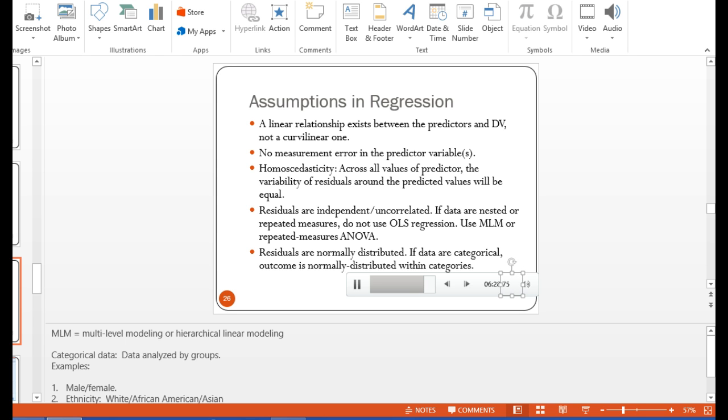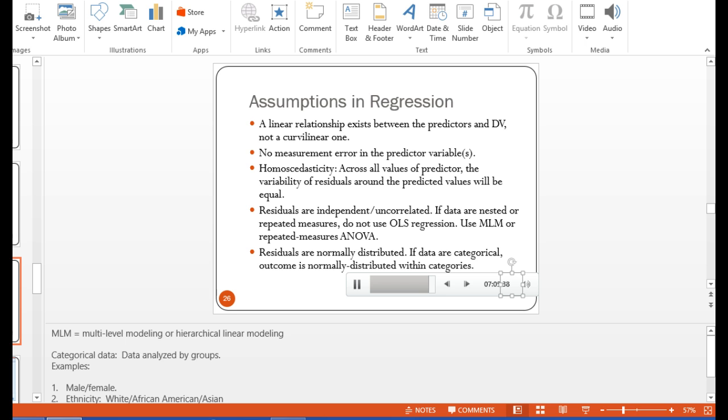We would want to use a repeated measures ANOVA, or even better, a multi-level modeling technique, or MLM, where we are accounting for the similarities within the group. We're accounting for shared variance, people having shared attributes inside groups, more so than they'd share with people outside their group. So more on that next quarter. You'll learn all about MLM later. But for now, just know that it is an assumption of OLS regression that our residuals be independent or uncorrelated.